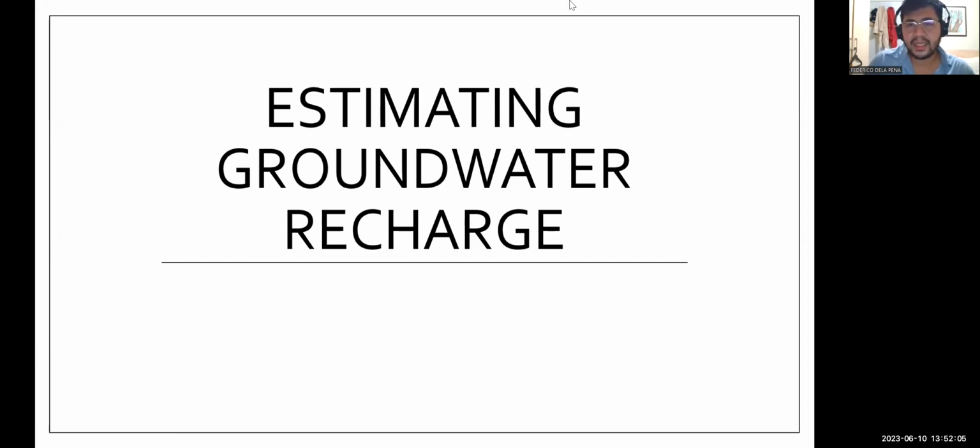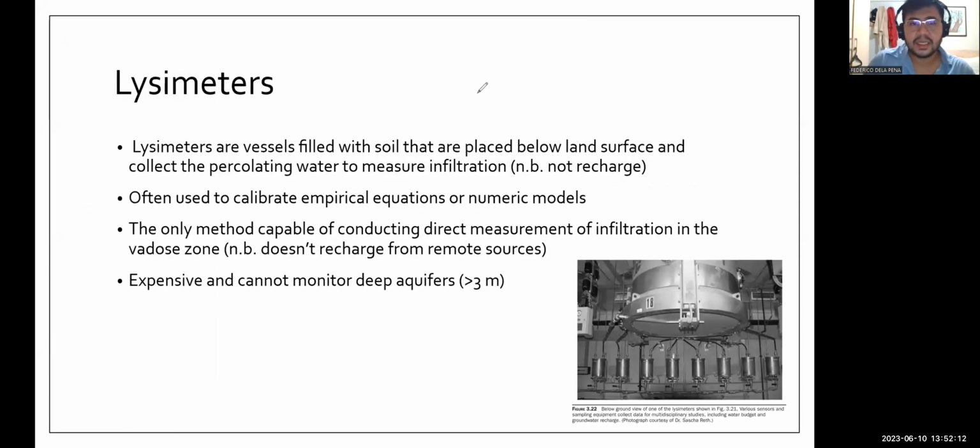Now let's talk about estimating groundwater recharge, or basically how hard it is to estimate groundwater recharge. First, we can talk about the lysimeters, which are basically containers that are placed below the land surface, and they are meant to collect percolating water to measure the infiltration. Although note that infiltration is not equal to recharge. Okay? It's always possible to get infiltration into the shallow groundwater, which will eventually go to the streams. So in effect, you can get a lot of infiltration while having minimal recharge, no?